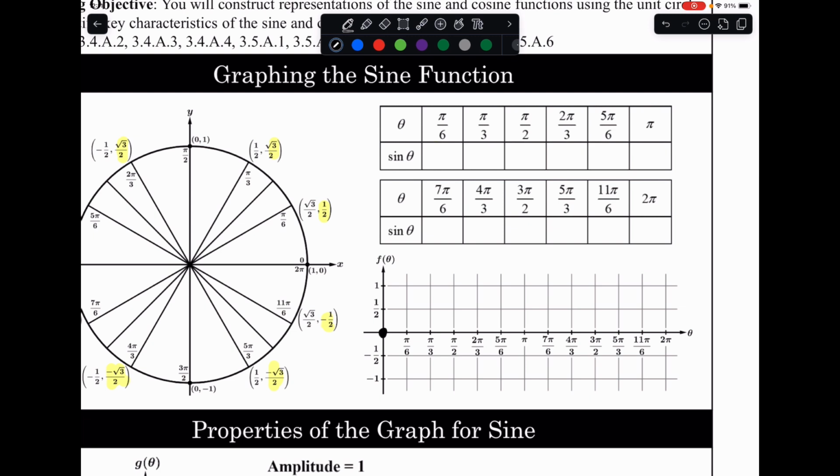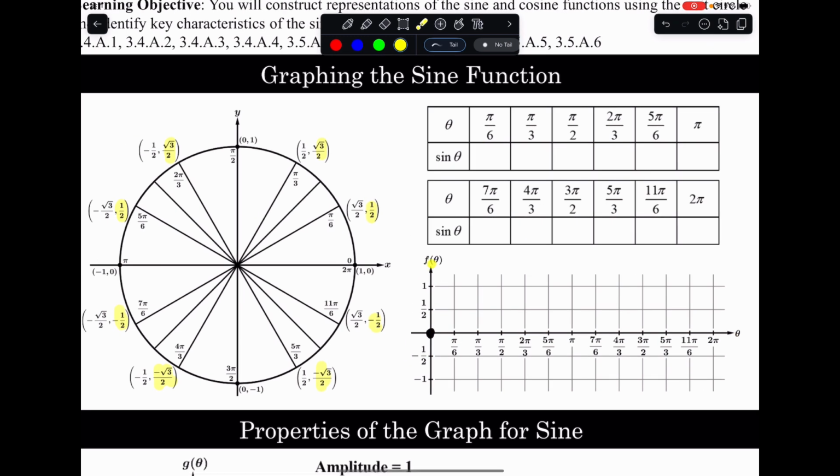On the graph that we have right here below, the x-axis is the angle measurements. That's this value right here. And the y-axis is the value of my sine at those angles on this coordinate system. So we're just simply transferring the data from the unit circle to a rectangular coordinate plane.